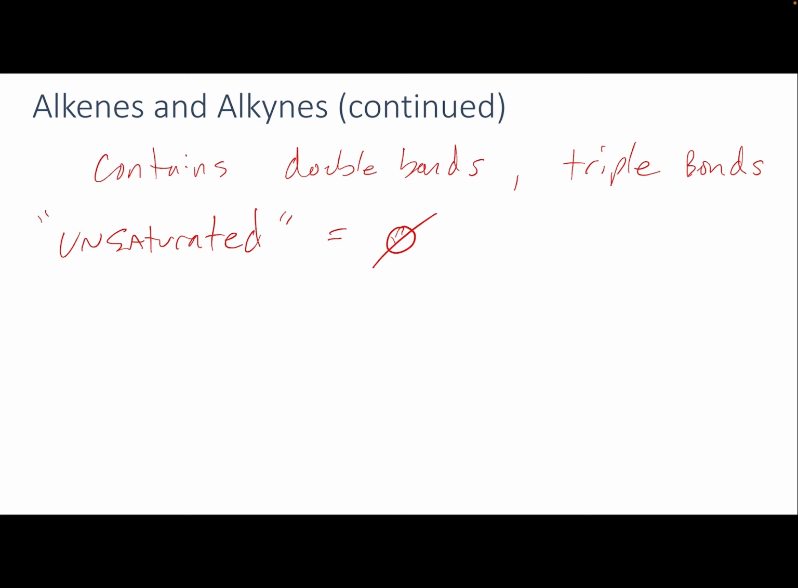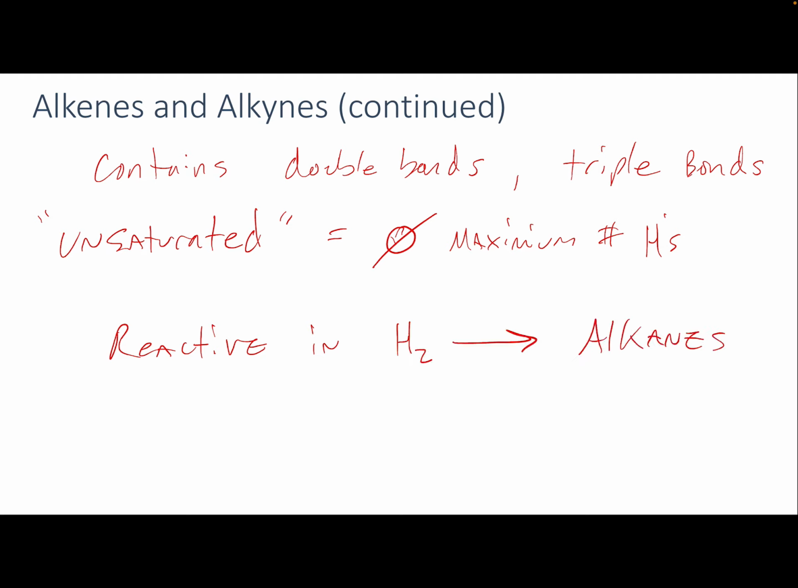How do I write that? Do not contain maximum number of hydrogens. They react with hydrogen gas to actually increase the number of hydrogen atoms and to become alkanes. So that's one of the other things about these alkenes and alkynes, is that they're reactive with hydrogen gas. Reactive with H2 to become alkanes. We call this reduction. And I guess more technically we call this hydrogenation.